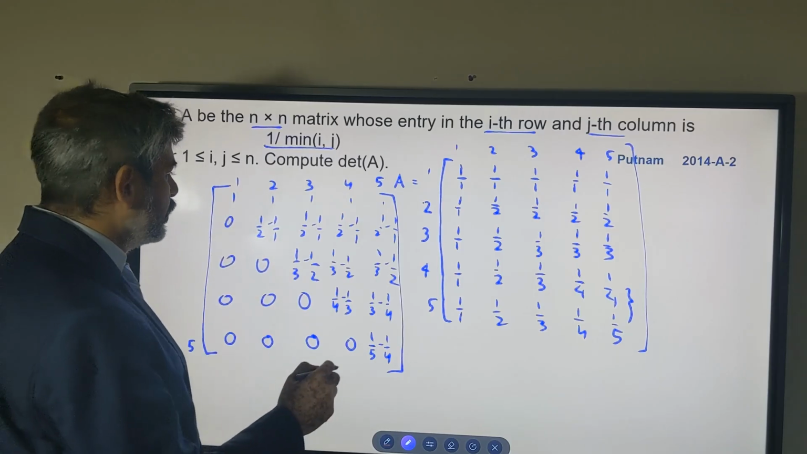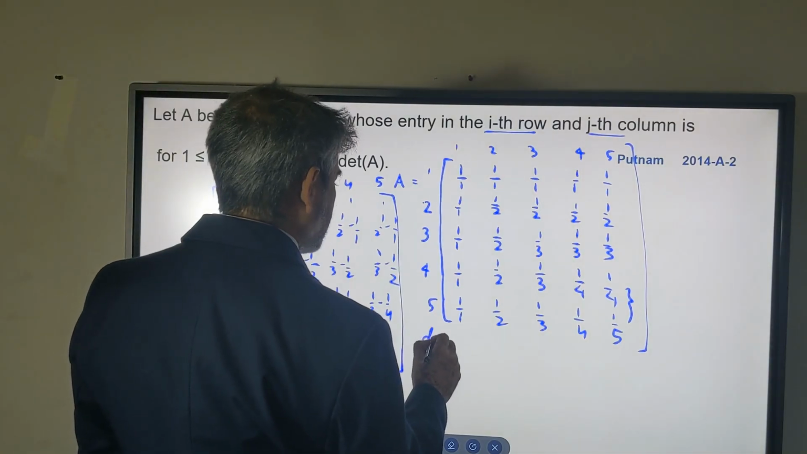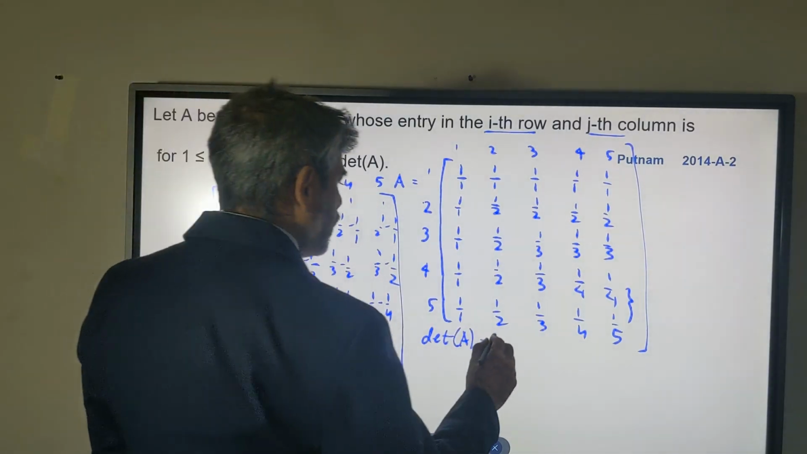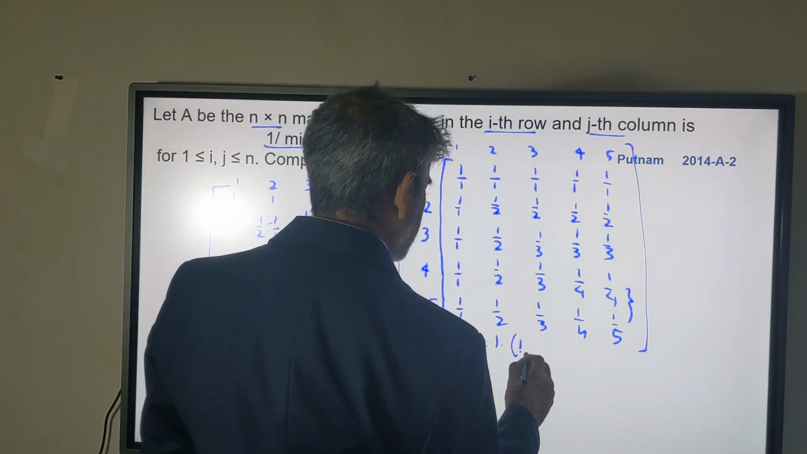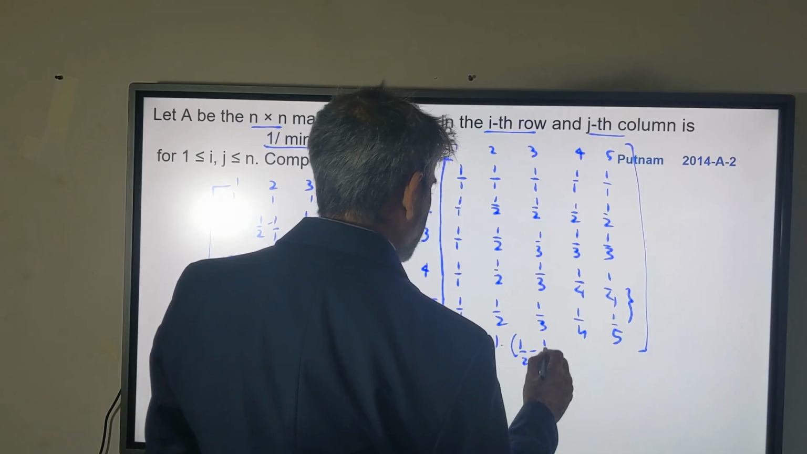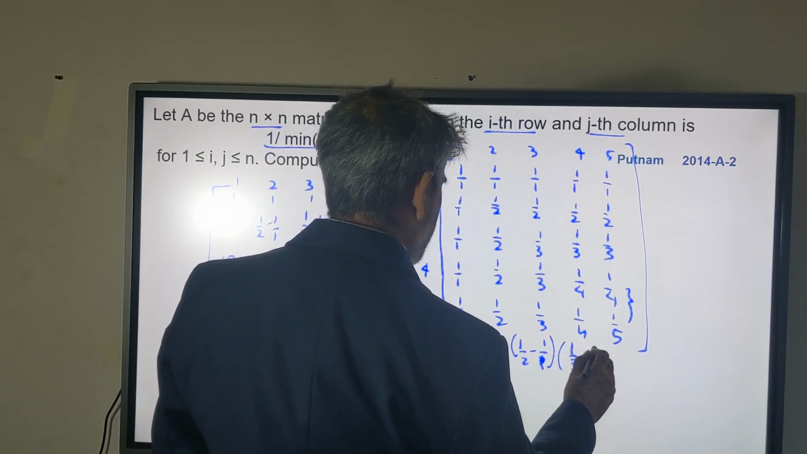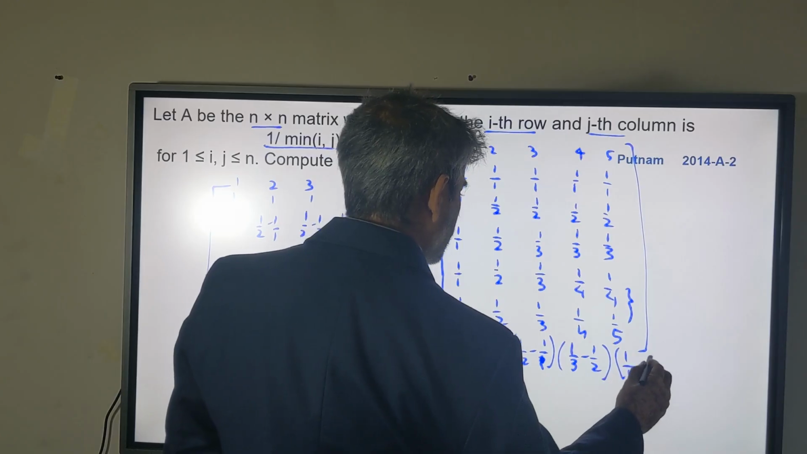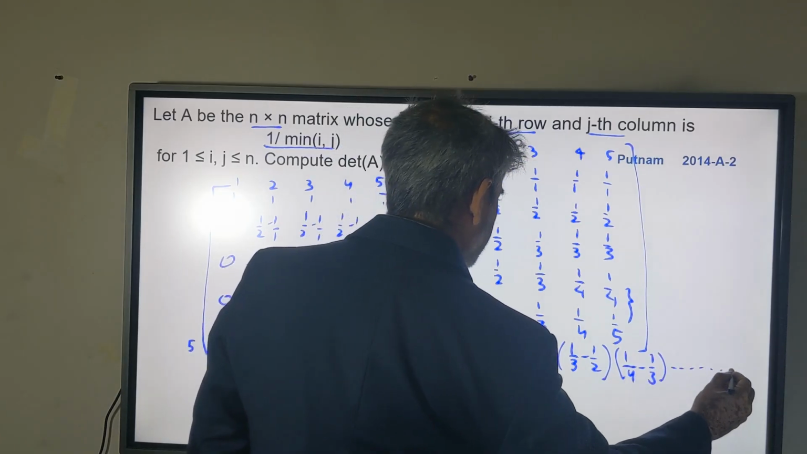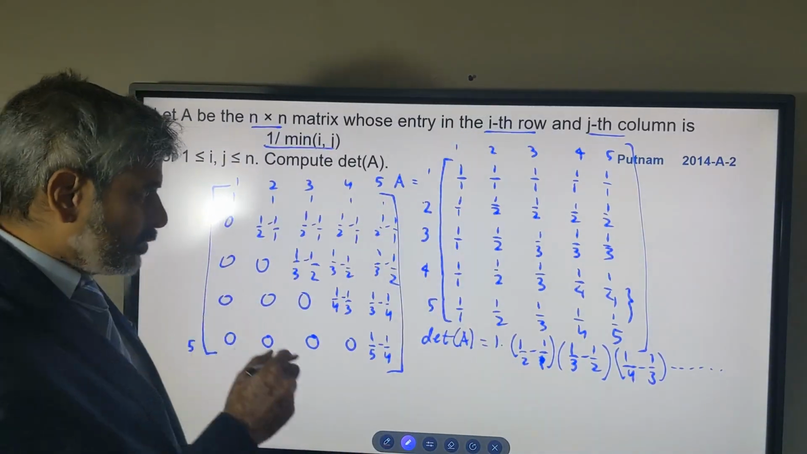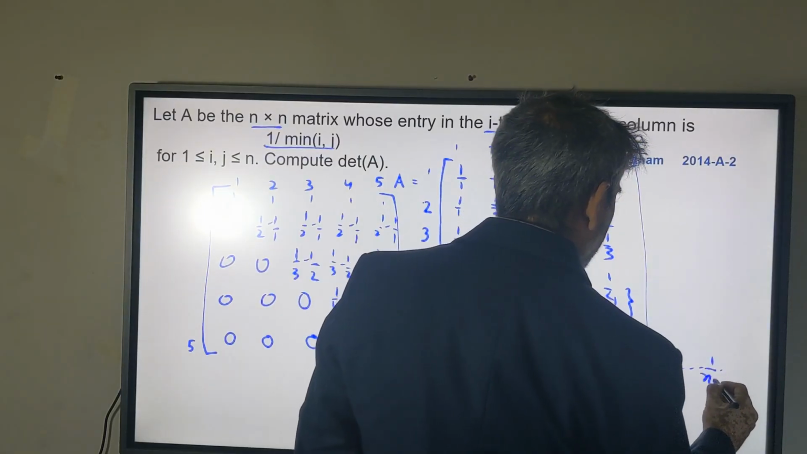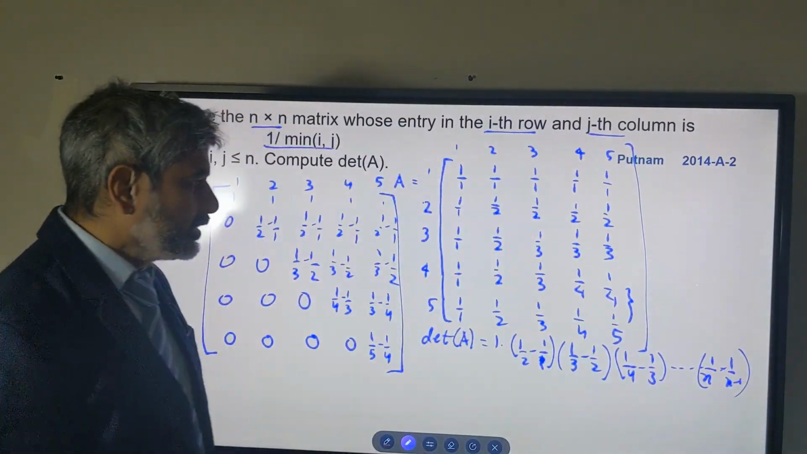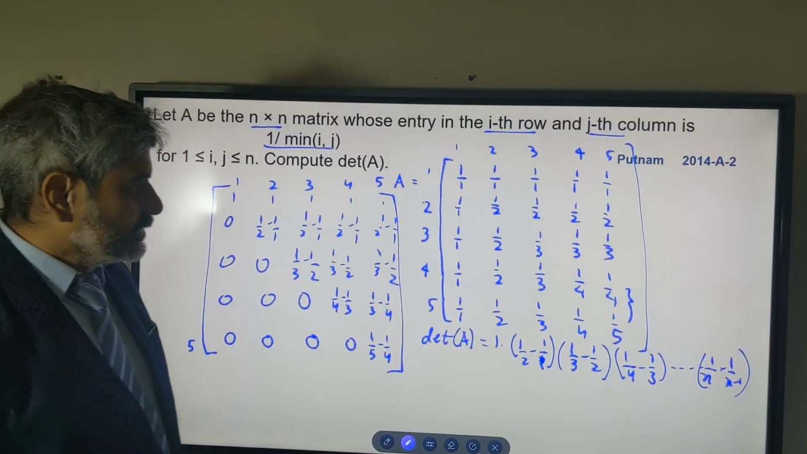So how does this determinant look like? Determinant of A, how is it going to look like? 1 multiplied by 1 by 2 minus 1 upon 1, multiplied by 1 upon 3 minus 1 upon 2, multiplied by 1 upon 4 minus 1 upon 3, etc. And the last term is going to be 1 upon n minus 1 upon n minus 1. And that's how we will have n terms looking like this.